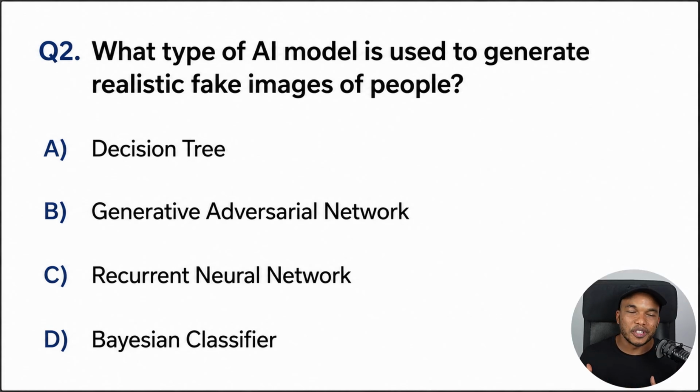And the answer, the obvious answer here is going to be generative adversarial network. Hopefully you got that one correctly. It's not decision tree, it's not recurrent neural network, and it's certainly not your Bayesian classifier. The easy answer here is your GAN, your generative adversarial network.